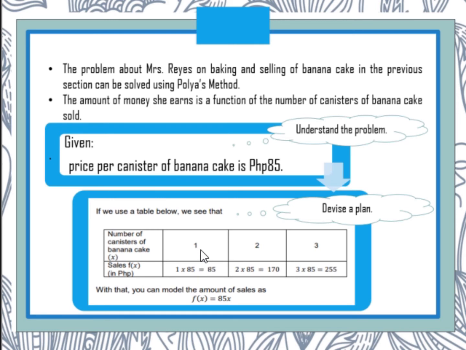Sa isang canister, ang amount nito ay 85 pesos. So, we multiply 1 by 85. Kung dalawa naman, we have 2 times 85 is equal to 170. Kung tatlo, we have 3 times 85 is equal to 255.